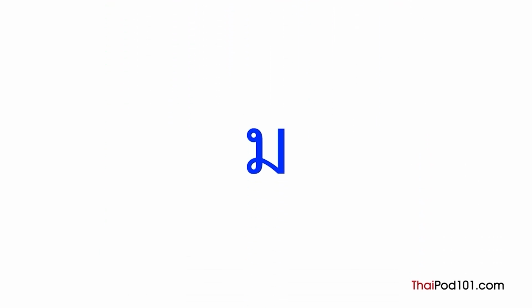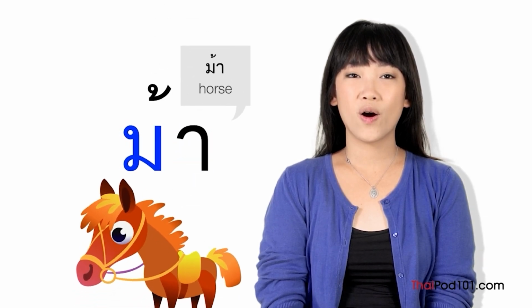Okay, are you ready to learn your first Thai consonant? Let's begin. Let's start with the letter Ma. Remember how I said each letter has two parts to its name? The first part of Ma is Ma because it makes a sound just like the letter M. And Ma is a word that means horse.